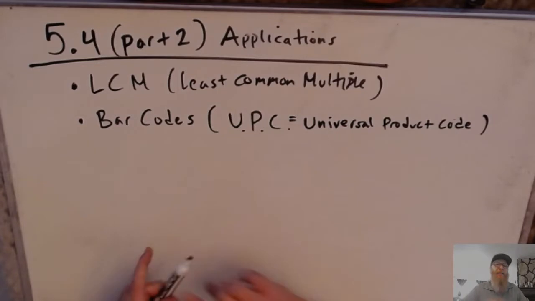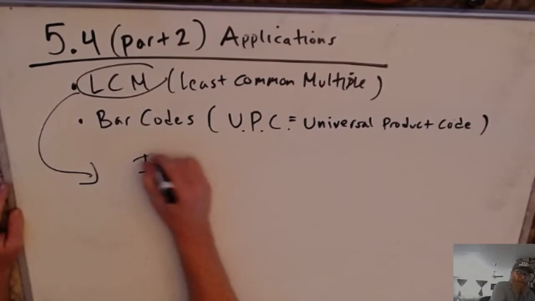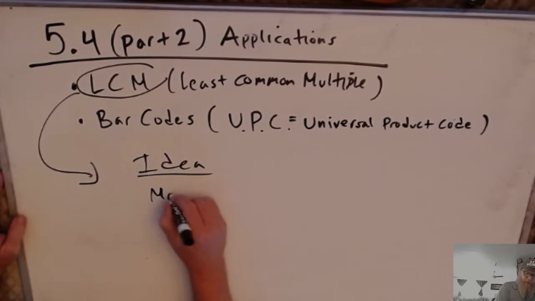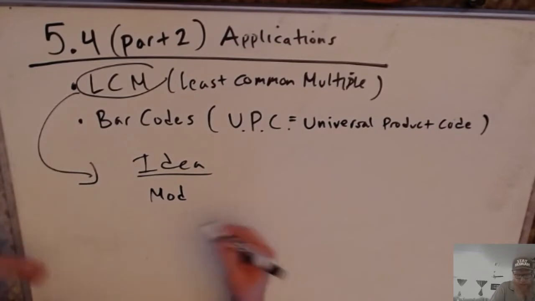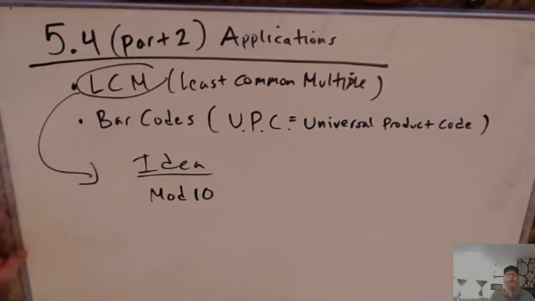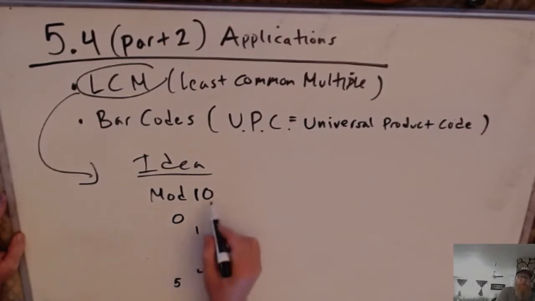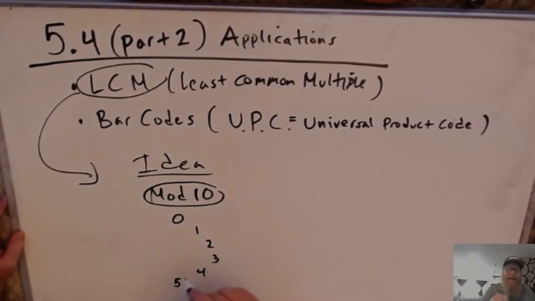Okay. Let's take these one at a time. We'll start with the LCM. So here's the idea behind the LCM. When you have a modulus, suppose you have, I don't know, mod 10. The modulus essentially tells you who is acting like 0. So if you have a modulus of 10, that means that every multiple of 10 acts like 0.